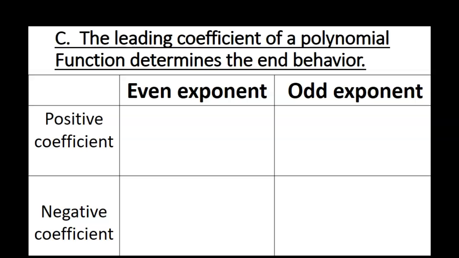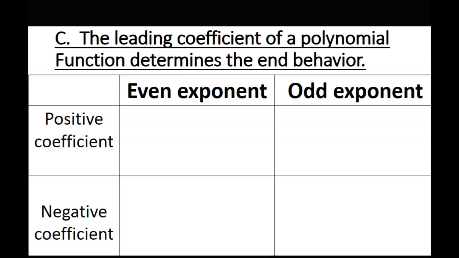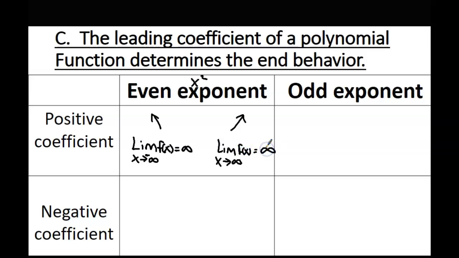All right, so here's what we're going to put in our table. When you have an even exponent and a positive coefficient, like x squared, it goes up on both ends. And the way that we describe that with limit notation looks like this. That's left. I should have a negative there, sorry. And that's what happens on the right. They both go up.